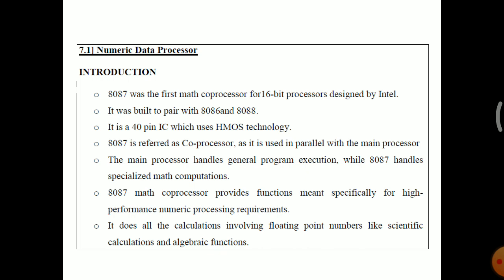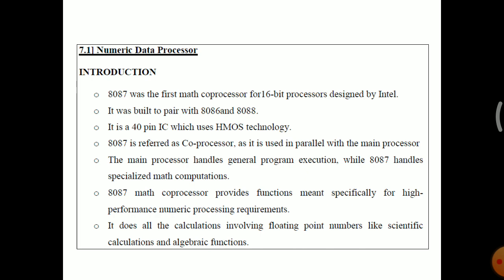The word coprocessor is used because it runs in parallel with the main processor, that is microprocessor. 8087 is compatible and it is designed or built to be paired with the 16-bit microprocessors such as 8086 or 8088. So when these microprocessors are running, in parallel to them the 8087 math coprocessor works. So the term coprocessor is used here.